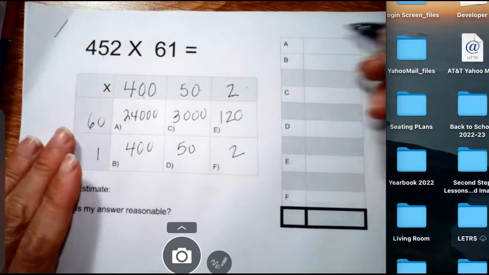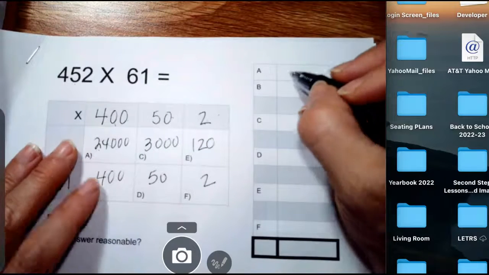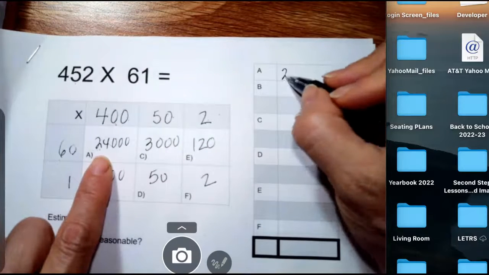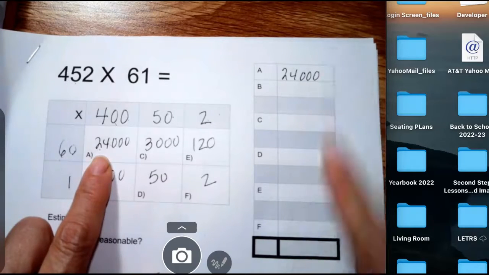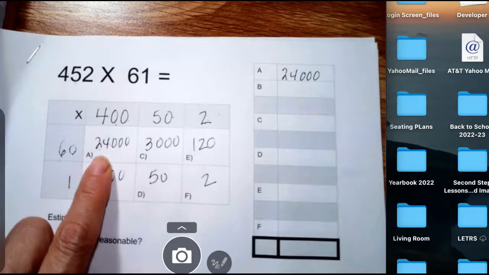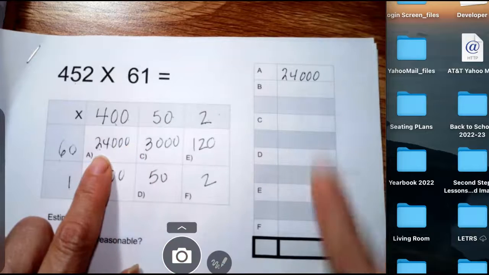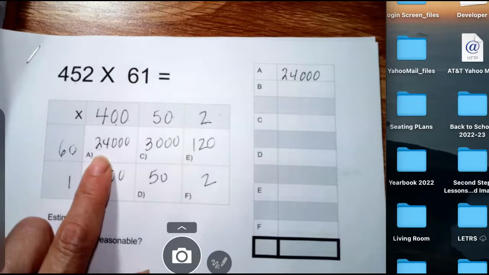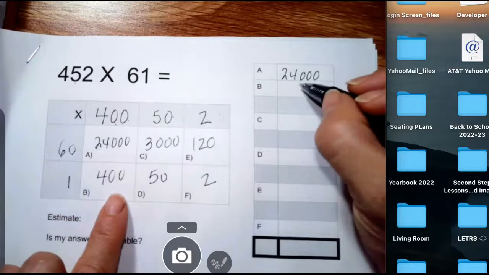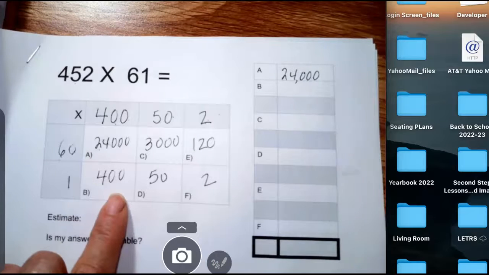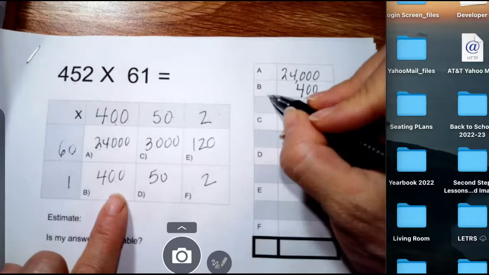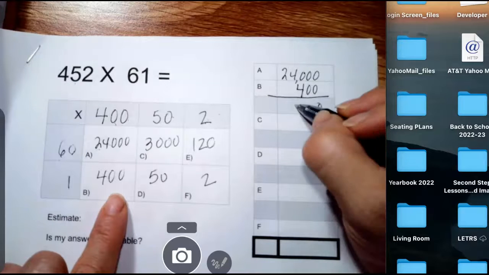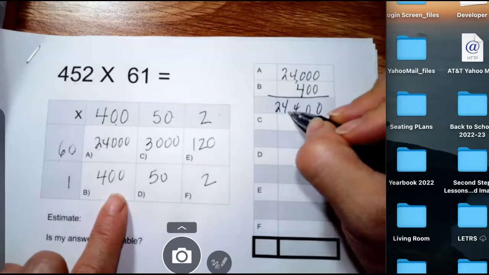Now, we're on to our adding column. So now we have 24,000. Make sure you write your numbers correctly. Again, that's a mistake that I'm seeing, is making sure that you're writing the numbers correctly from the grid over to the column and that you're lining your numbers up properly. That's the mistake that I'm seeing. So I have 24,000, and you can put the comma in there, and then I have 400 for B. I add that together and get 24,400.